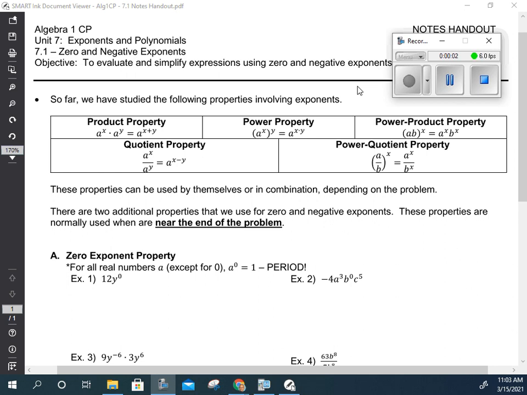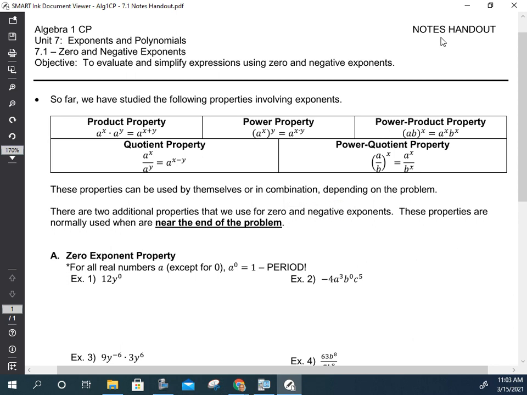All right, so 7.1. Now we're going to deal with the last two types of properties for exponents. So let's look at what we've already done.